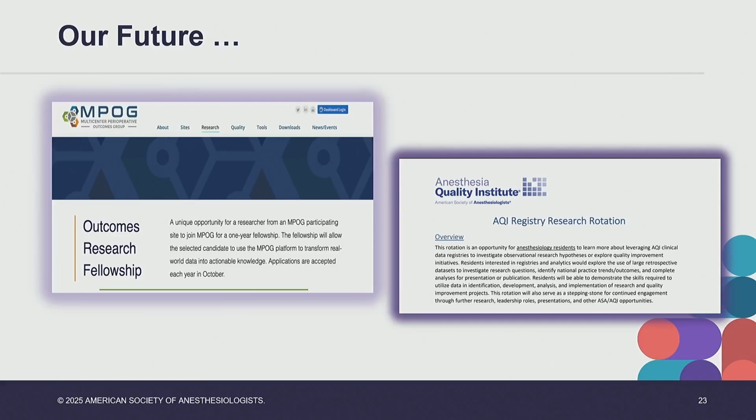I do want to comment on our future. We've heard of 2 great opportunities. Apparently Zach's over there. I'm really excited about this: the AQI research rotation. I think this will be great for our specialty, and really encourage people other than just taking a master's in quality at some hospital or school that doesn't know anything about anesthesia. This will be very valuable. And then there's also the MPOG Outcomes Research Fellowship. I'll definitely give a talk if I get anyone on any of these.